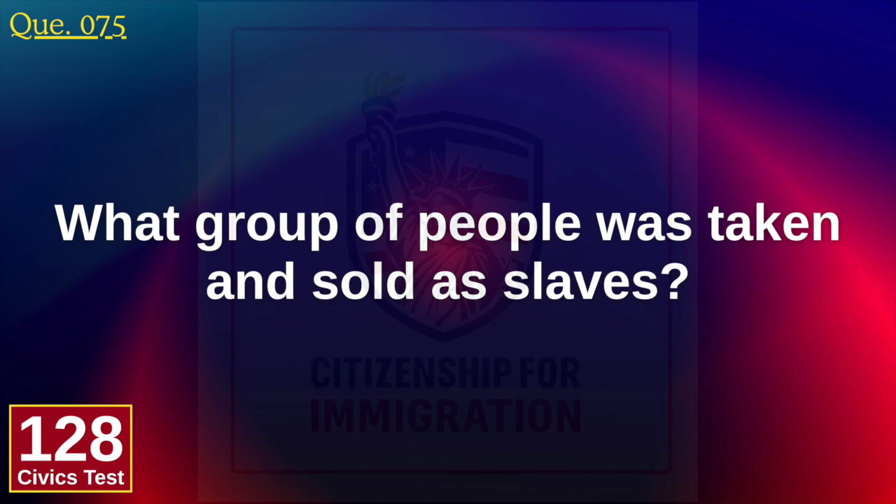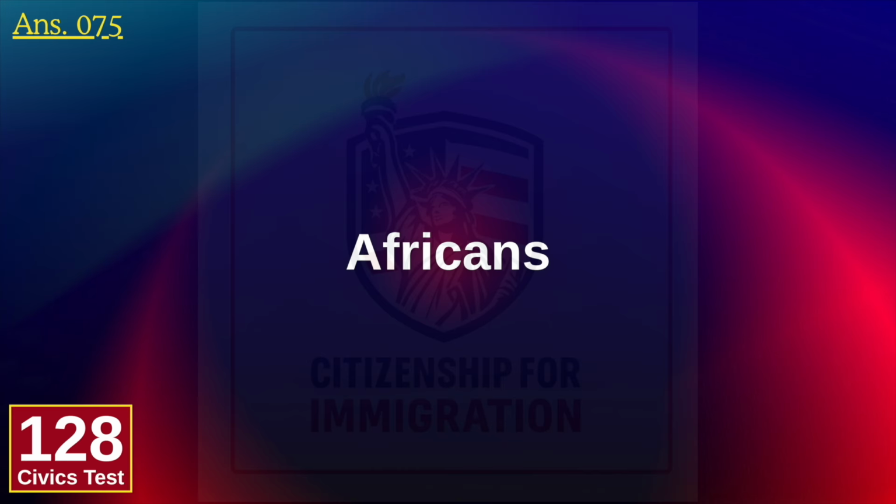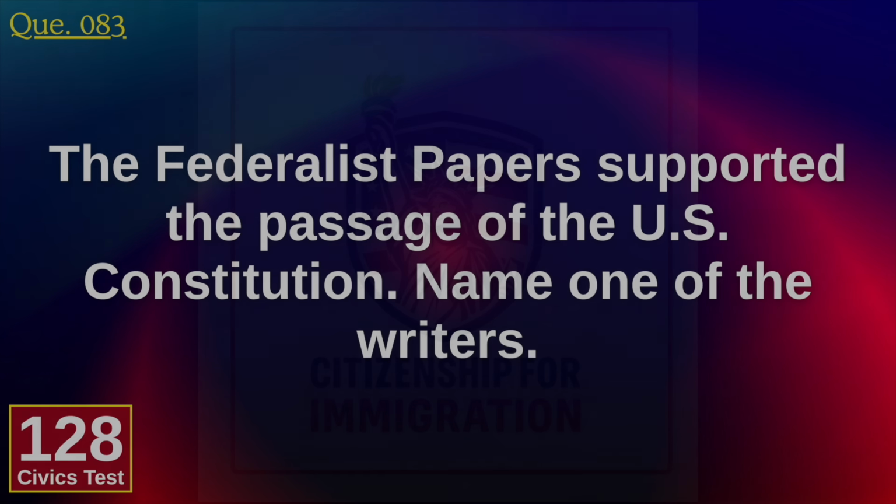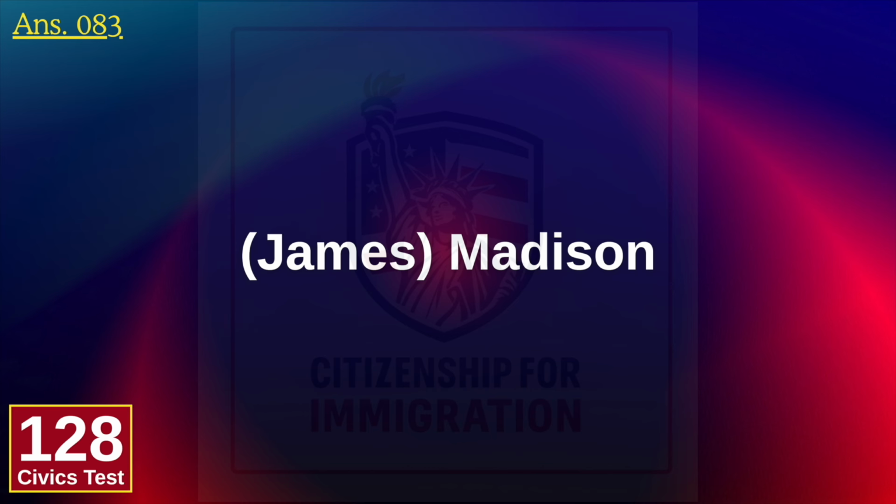What group of people was taken and sold as slaves? Africans. The Federalist Papers supported the passage of the U.S. Constitution. Name one of the writers. James Madison.